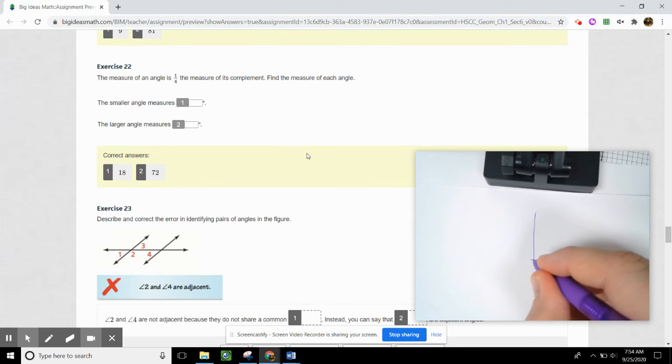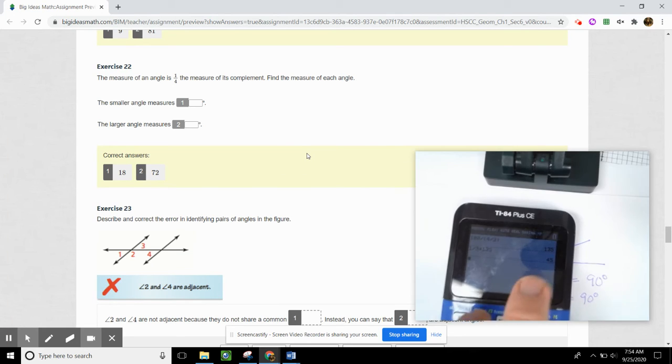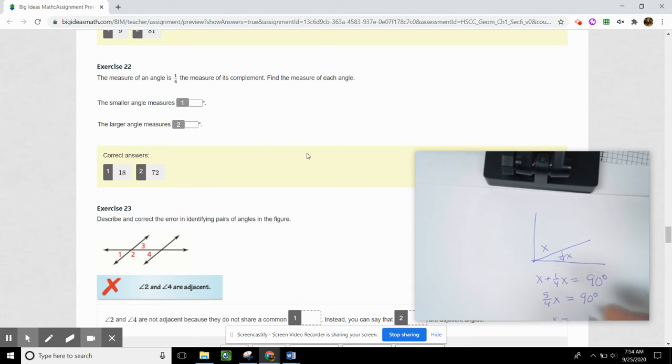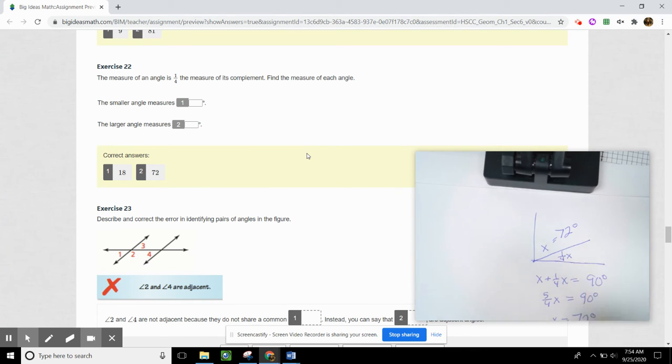So the larger angle is x, and the smaller angle is 1/4 x, and x plus 1/4 x equals 90. So 5/4 x if we add those together. And then when we divide, again, make sure you use parentheses. 90 divided by parentheses 5/4, 72. So that's the larger angle. And 1/4 of that, divided by 4, is 18.